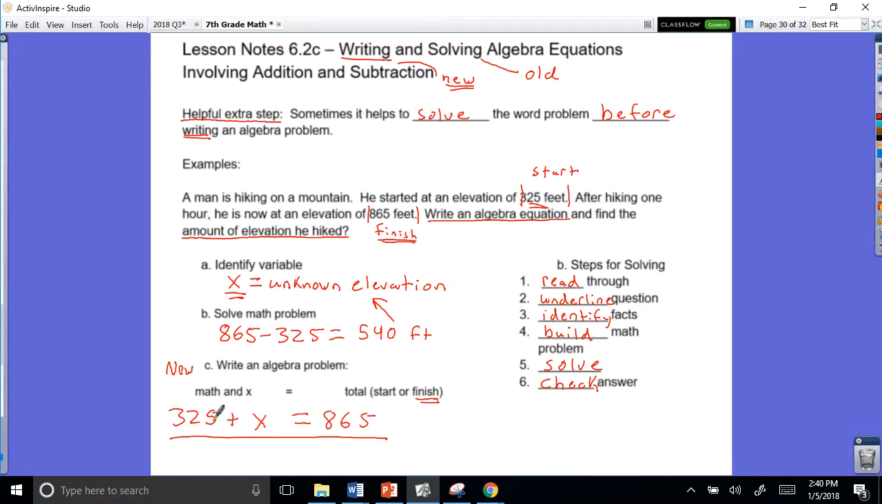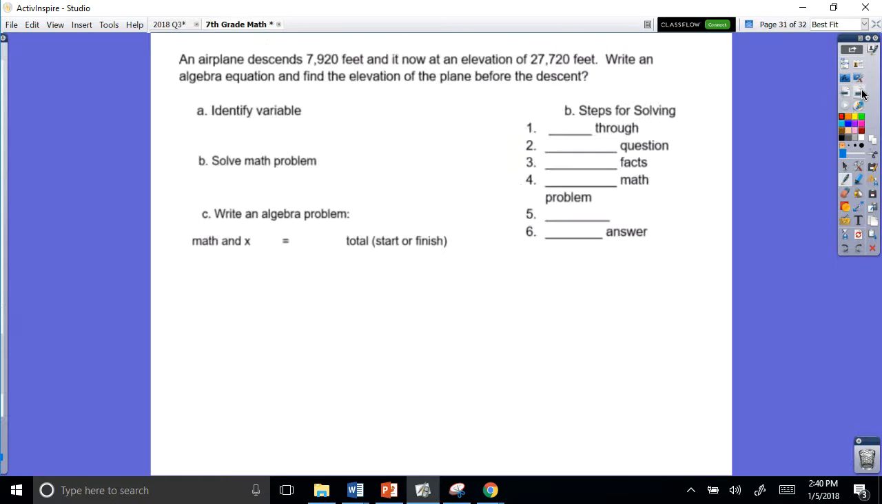We got the math and the variable over here, and then we got our total over here on this side. That's something kind of new. It takes a little while to learn how to do that. Let's take a look at a couple more examples, and we'll see how these work out so we can get familiar with how to do this new skill.